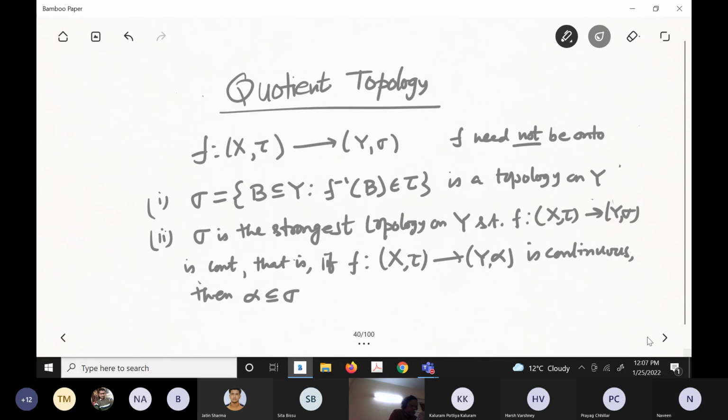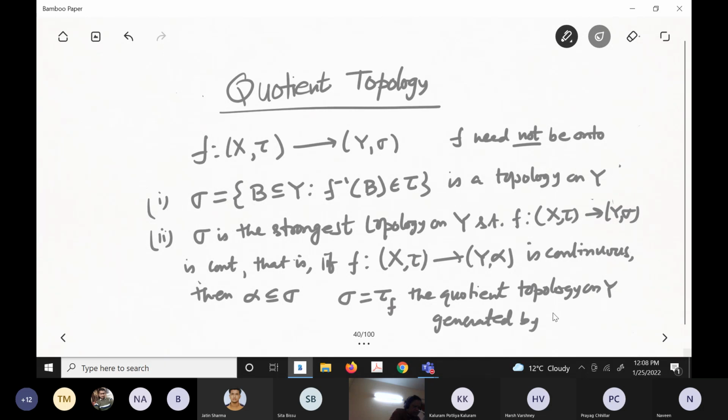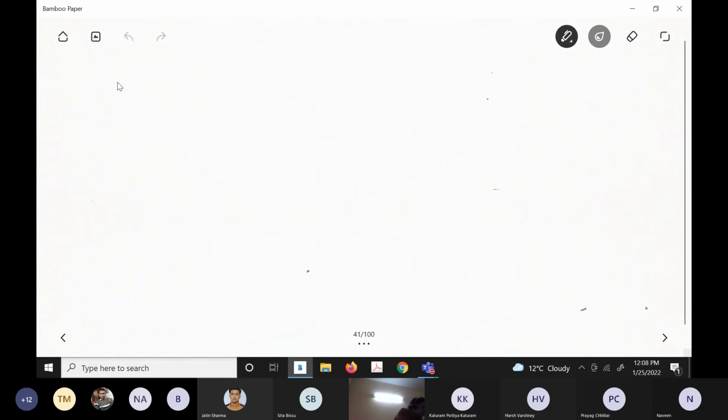Okay. Now, sigma is denoted by tau_f, and it is called the quotient topology. It's unique, of course. The quotient topology on Y generated by both, actually, generated by tau and f. Okay, fine. This is the quotient topology. Now I have this theorem. This is important.